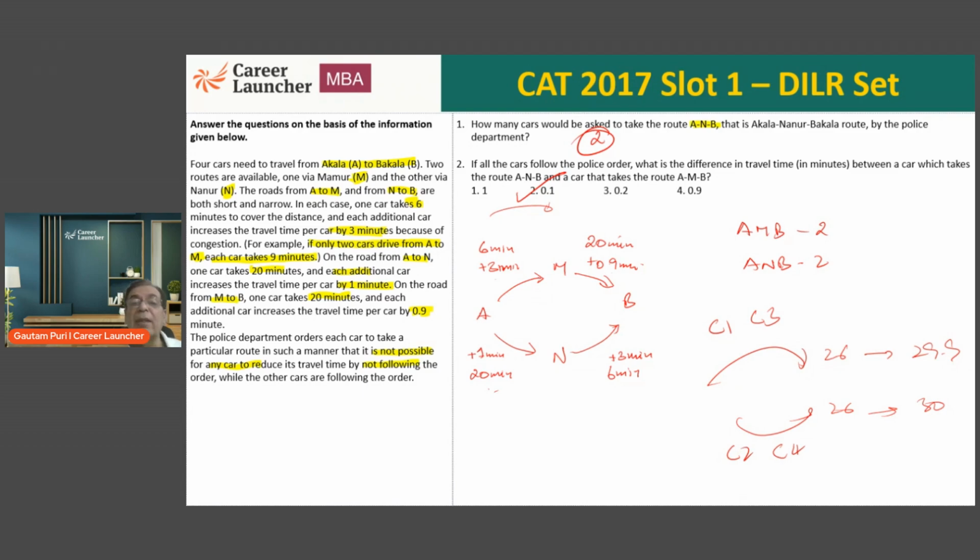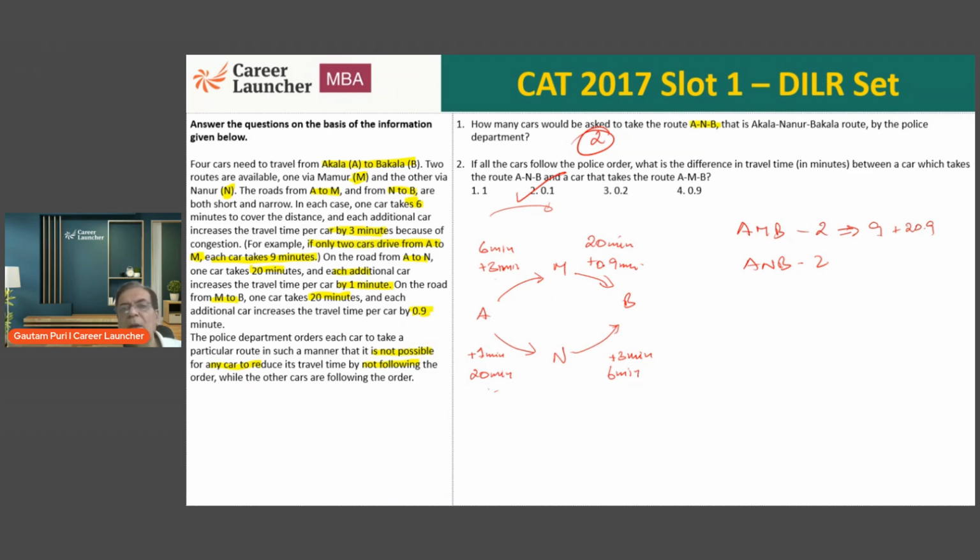If you are going to make cases and say, let me check for 1, 3, 3, 1, 2, 2, you are wasting your time. Chup chap 2, 2 karo. And secondly, what is the difference in the time? We have already calculated. If there are 2 cars going via A and B, there will be 6 plus 3, 9 minutes for AM and 20.9 plus for A and B, for MB.